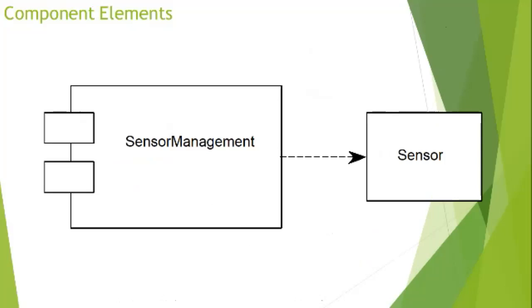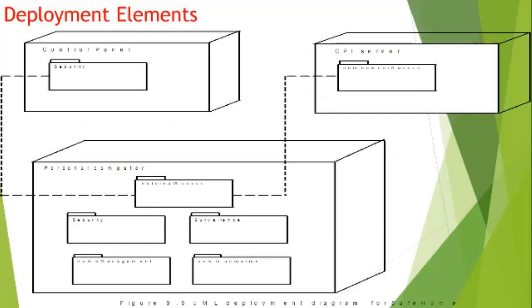Here is the diagrammatic representation of component elements, where sensor management and sensors are connected to each other. Last one is the deployment elements diagram. This is the UML deployment diagram representation.